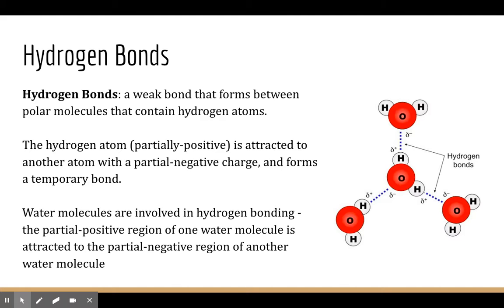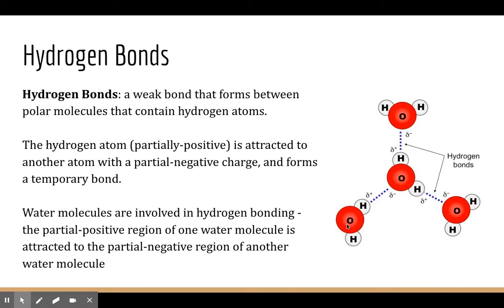It's called a hydrogen bond. The molecules need to contain hydrogen atoms. What's interesting about hydrogen bonds is that it is an attraction between negative and positive charges. So we know that opposites attract. A negative charge is attracted to a positive charge. For hydrogen bonds, we know that hydrogen is partial positive. So that positive charge is attracted to a partial negative atom on another molecule.